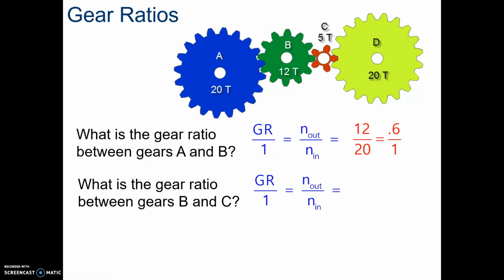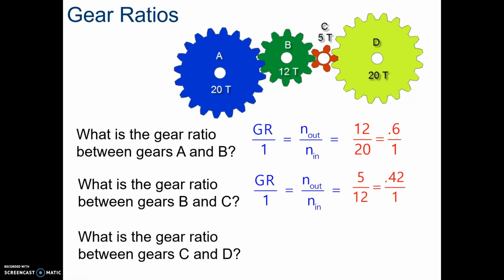So we would then divide our 5 over 12. So we get 0.42 to 1. And then for the last ratio, finally, we have between C and D. So then D is out and C is in. So that would be 20 over 5. And that gives us a ratio of 4 to 1.